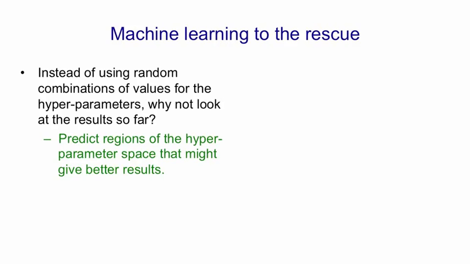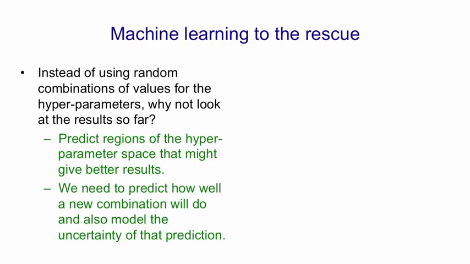That is, we have to predict regions of the hyperparameter space in which we expect to get good results. It's not sufficient just to say how well we expect to do. We also have to have an idea of the uncertainty. We might, for example, have a region where we expect to do about the same as we're currently doing, but maybe we would do much better. In that case, it would be worth going and exploring that region.